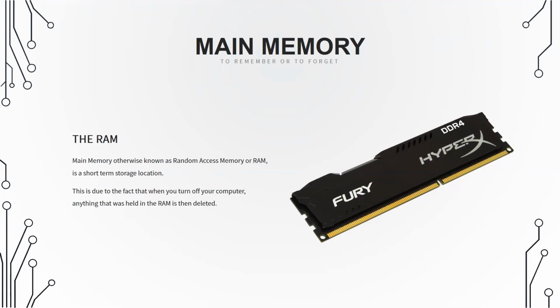With RAM or main memory, this does not include things that we save onto our computer. And because it is used for temporary storage, if you were to turn your computer off at any time, the information or memory being stored in that RAM is then going to be erased.